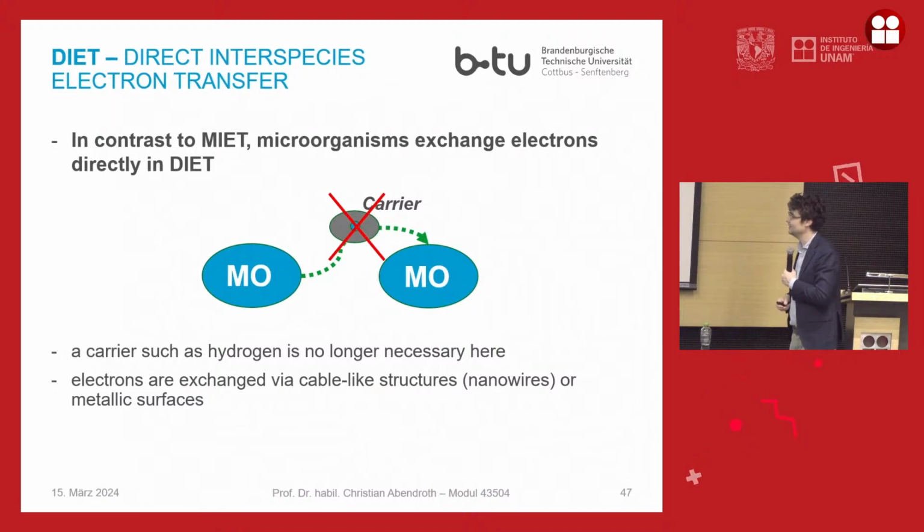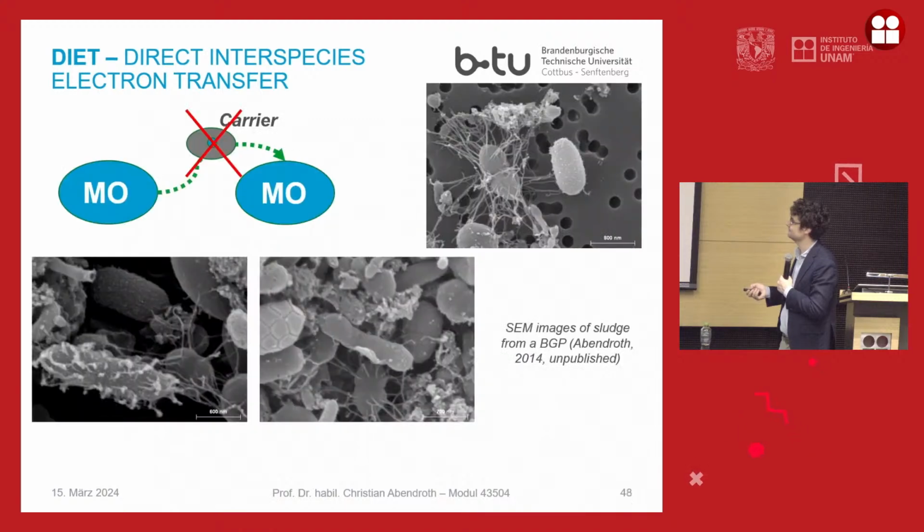And that's basically it. So in the MIET, we need a carrier, and in the DIET, we don't need a carrier. And then it could look like this. That's the pictures that you probably remember.